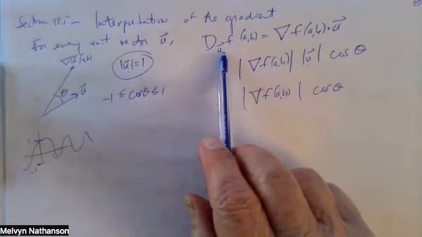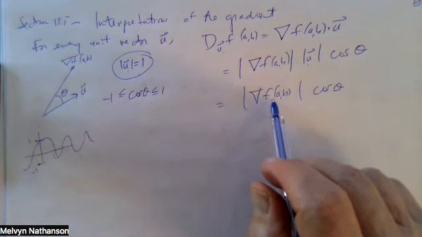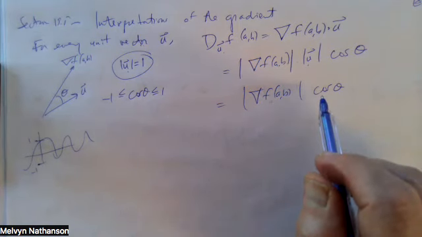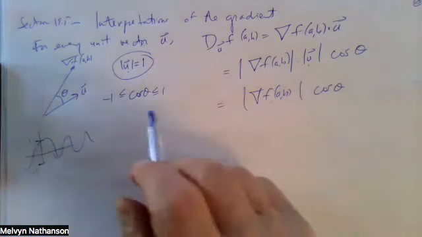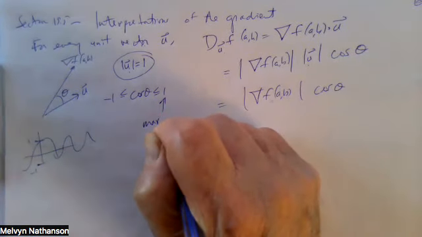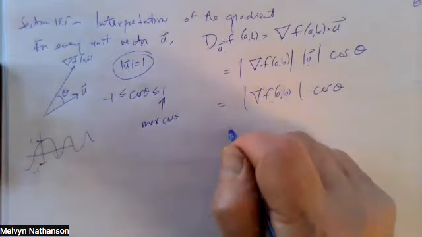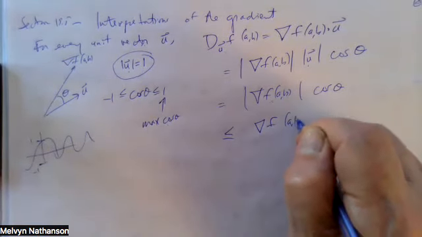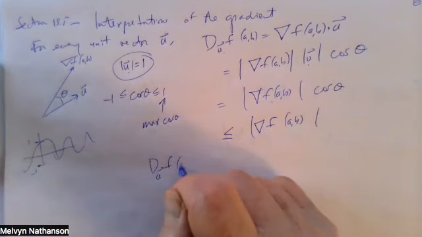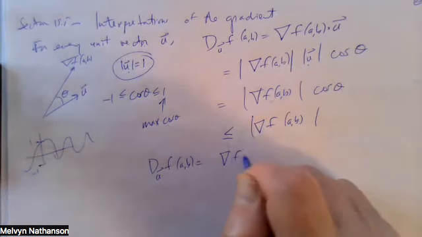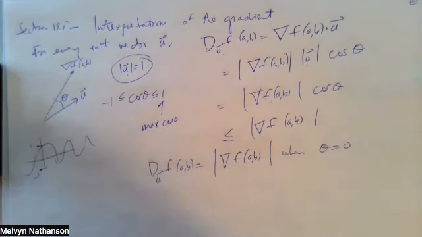So when is the directional derivative as large as possible? The gradient of the function doesn't vary. That's fixed at the point (a, b). If you change the direction of the unit vector u, you're changing the angle theta between u and the gradient. The maximum value of the cosine of theta is 1. So this directional derivative is at most the length of the gradient of f at (a, b), because this is at most 1. And the directional derivative of f in the direction of u at the point (a, b) is equal to the length of the gradient of f at (a, b) when theta is 0.